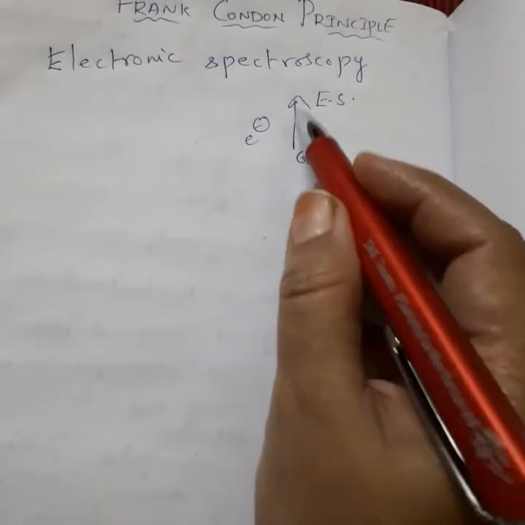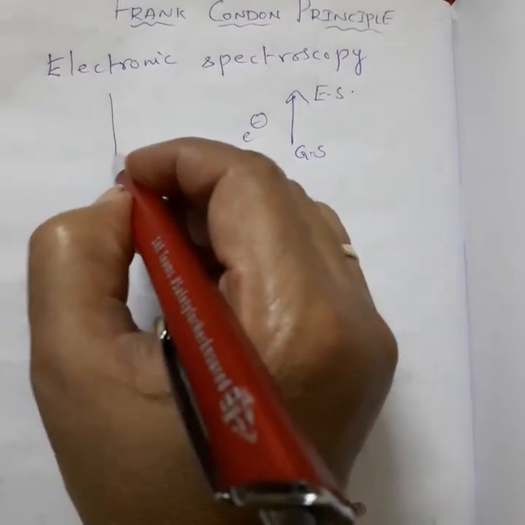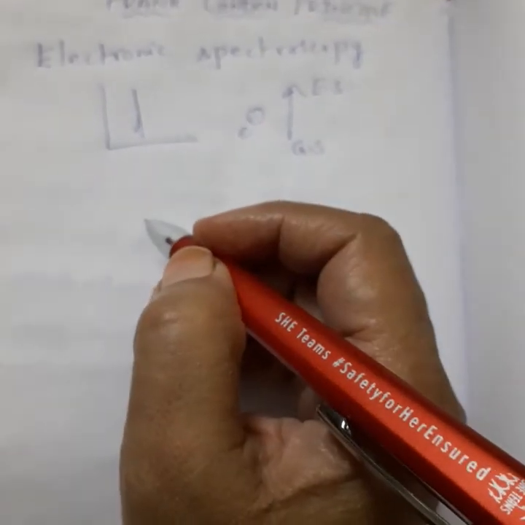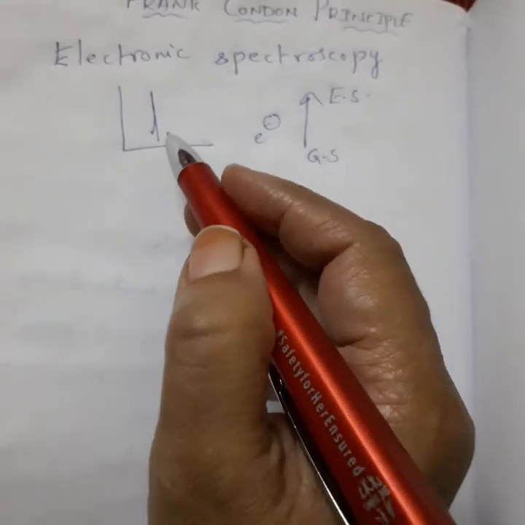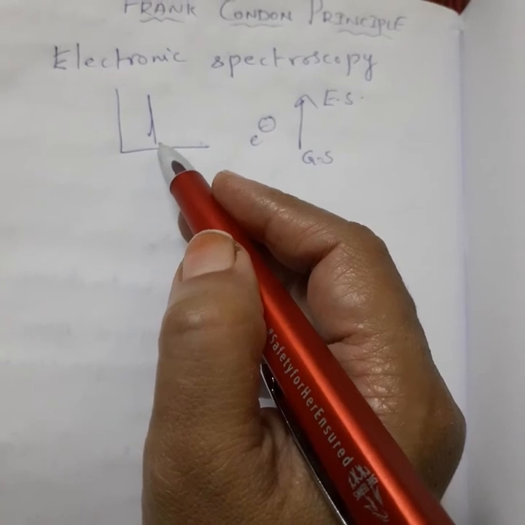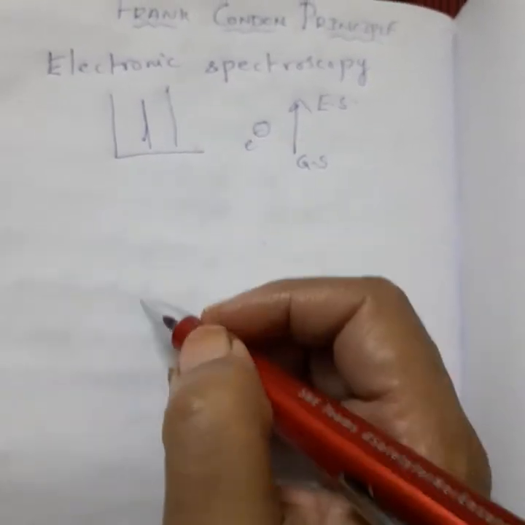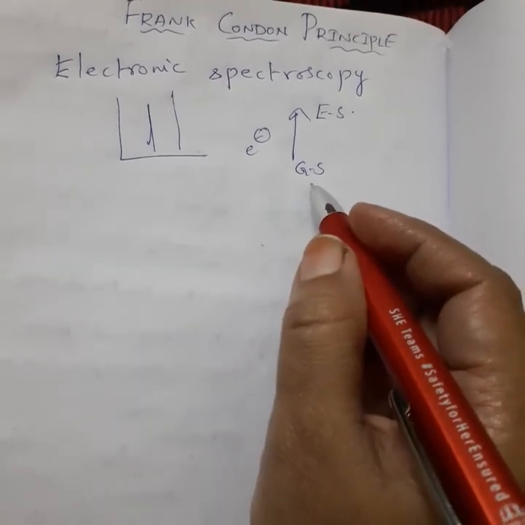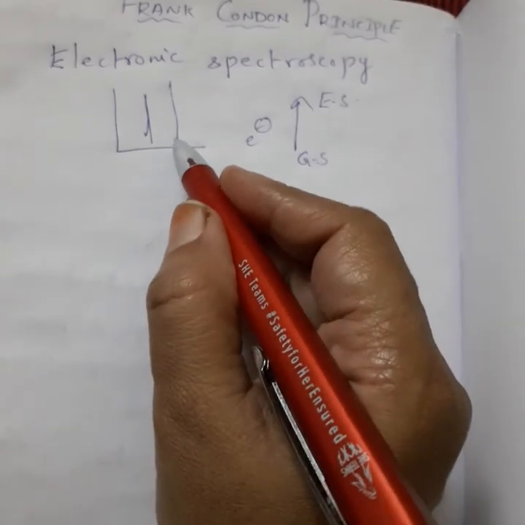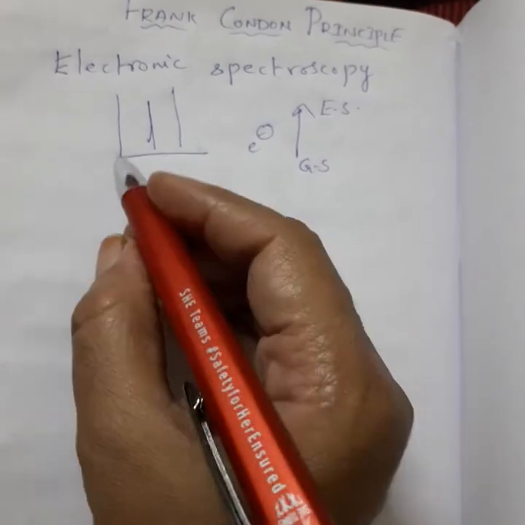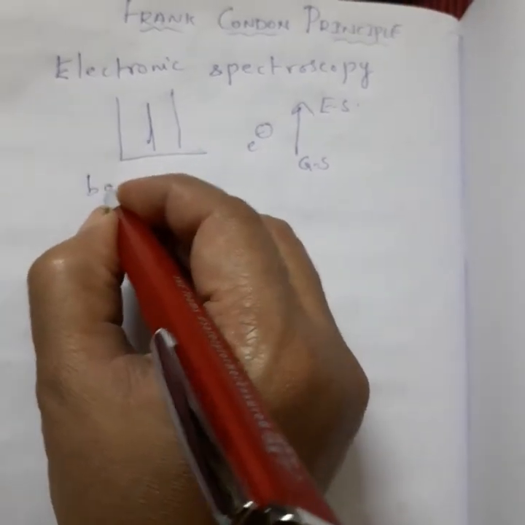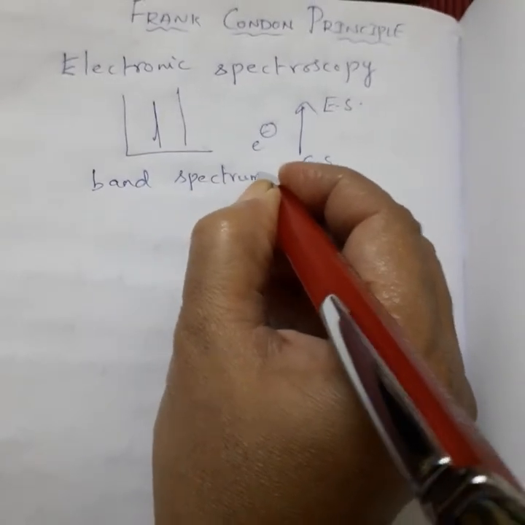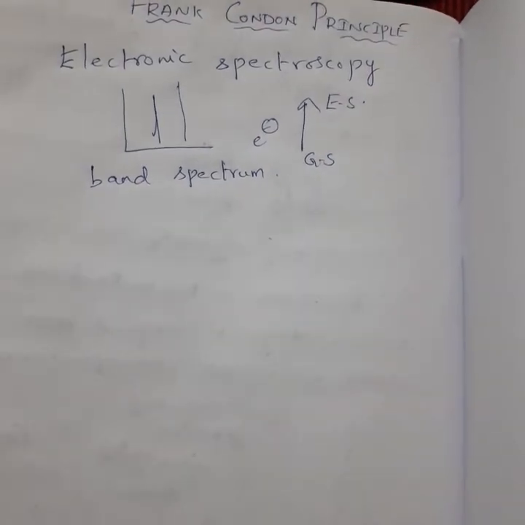But how would your graph be? Your graph should have sharp peaks, like this. Very sharp peaks you need to get. Okay, but instead of getting sharp peaks, we are getting a band spectrum. Why are we getting this?